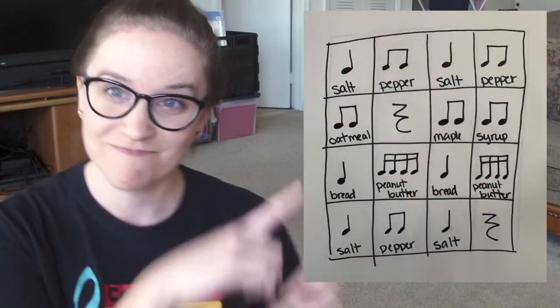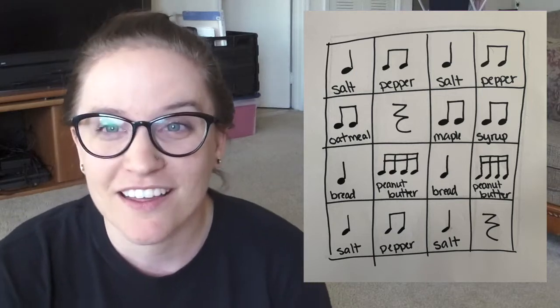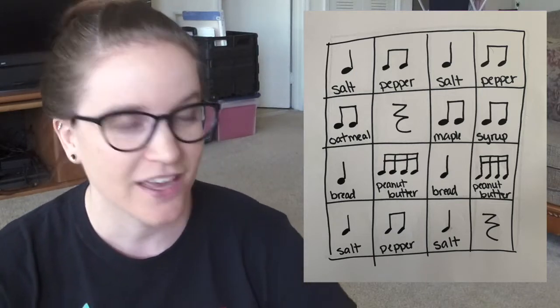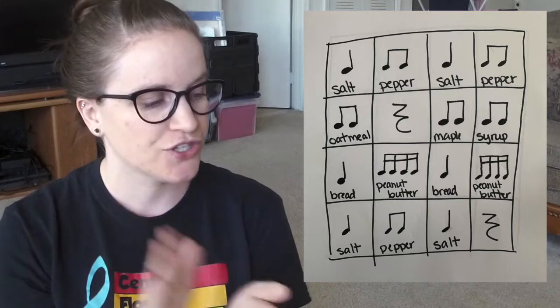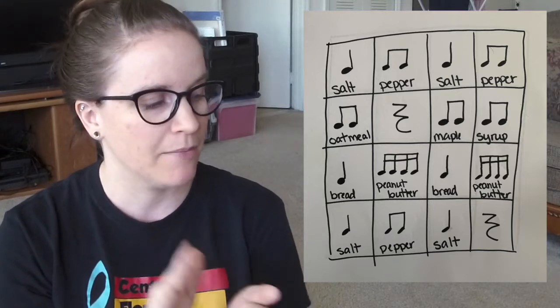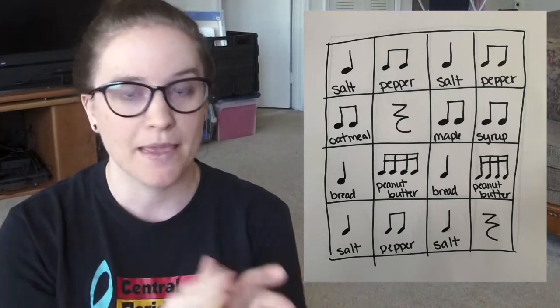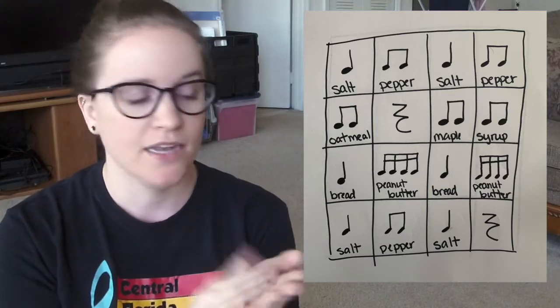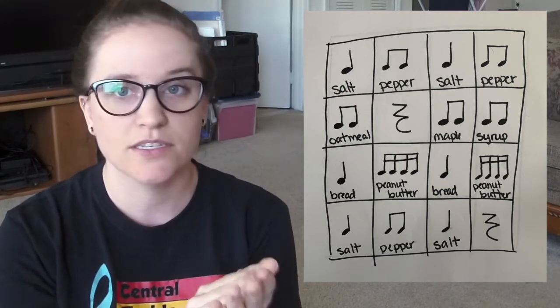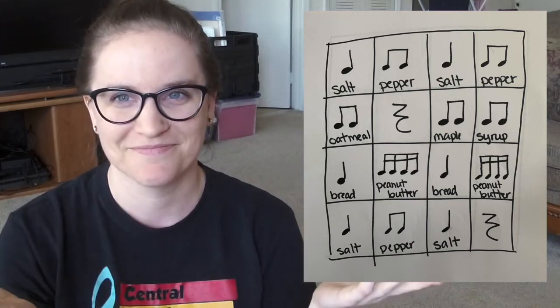So now my finished composition looks like this. And I'm going to clap and say the whole thing for you. It goes like this. Salt, pepper, oatmeal, maple syrup, bread, peanut butter, bread, peanut butter, salt, pepper, salt. And that's my whole composition. If you want to take it up a notch, go ahead and grab that instrument that you made last week and see if you can play it on your instrument. I'm going to go find mine and I'll be right back.